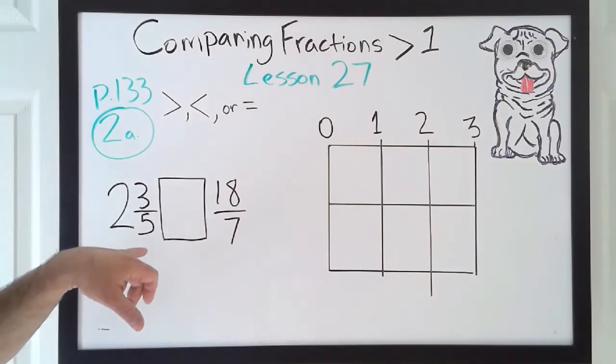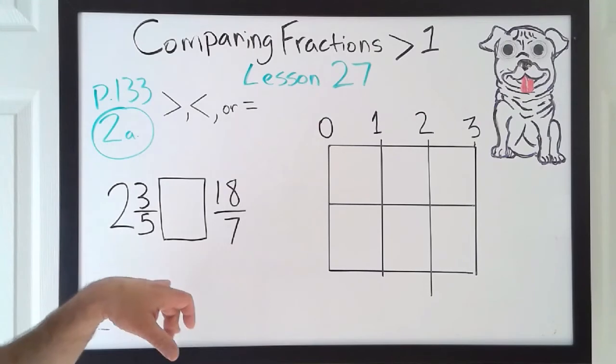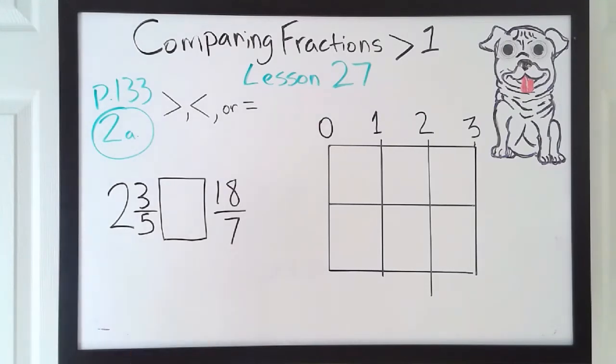For 2A, we have fifths and sevenths. Those are two denominators. Those are two fractions that are hard to compare just by looking at them. We need the model to help us out here. Or you've got to turn them into improper fractions, and then you have to make the denominators the same by finding equivalent fractions. But we're not going to do that this time. We're going to use our area model to help us out here.